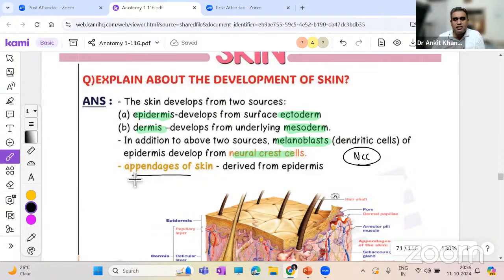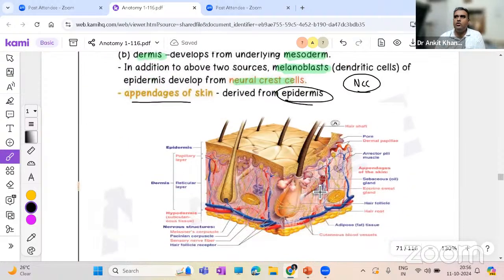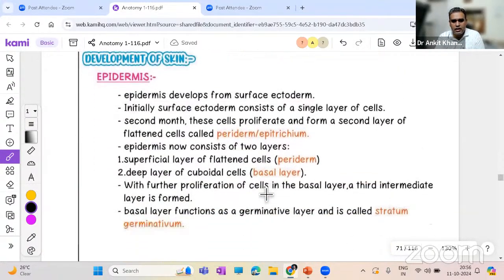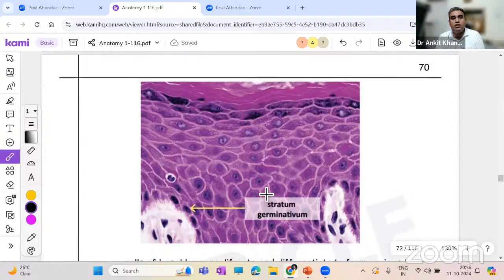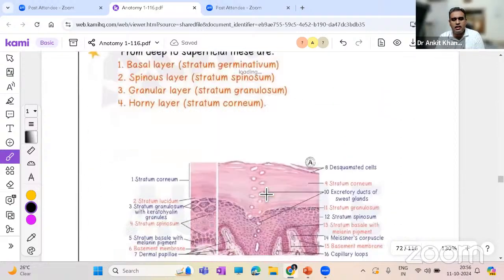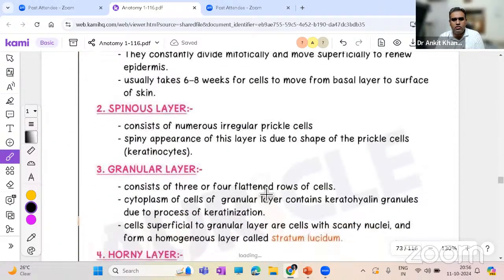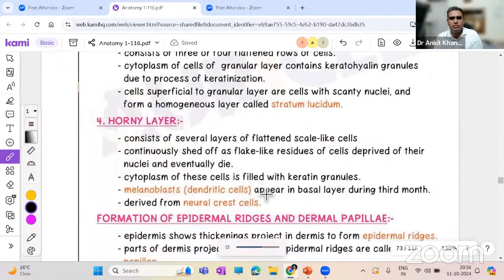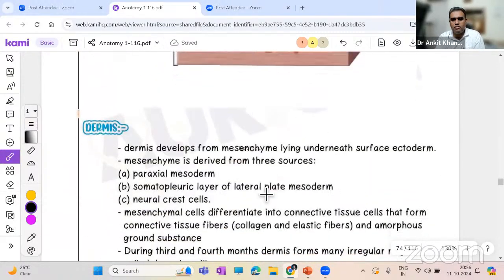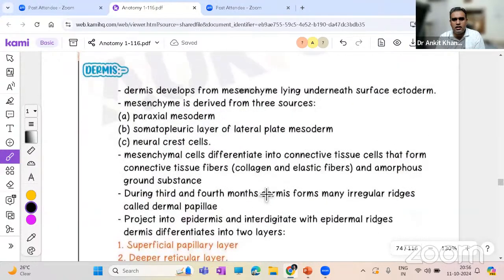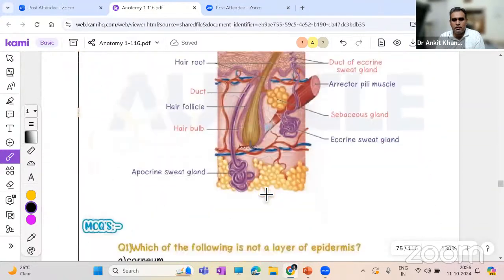Appendages of the skin, basically hairs and nails and glands, come basically from epidermis. At least remember this part. Then we have that whole histology of the skin. Then we'll discuss all the stratum layers, stratum basale and all that. So don't worry about it right now. This all will come in the histology part. The time will come for different parts for you to understand. Remember, the dermis is mesodermal.